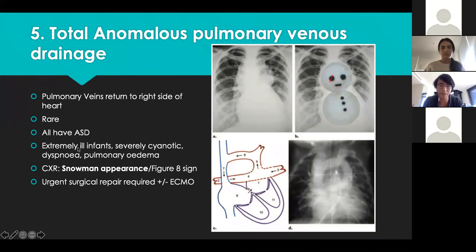The infants are very, very sick. And the main thing you look for is the snowman appearance on your chest X-ray. And that's kind of due to this aberrant vertical vein that's causing increased opacities in your superior mediastinum. And yeah, you need surgery. It's a complicated surgery to repair this.